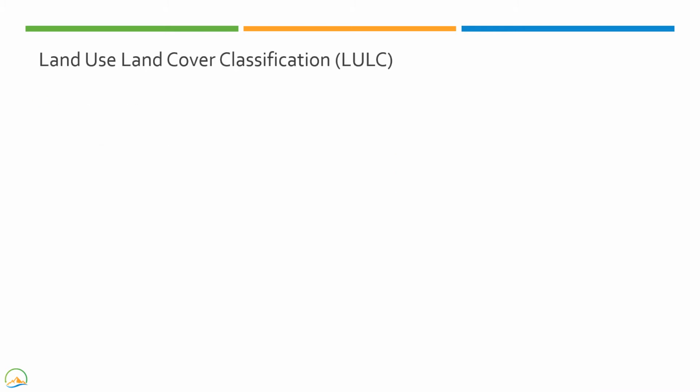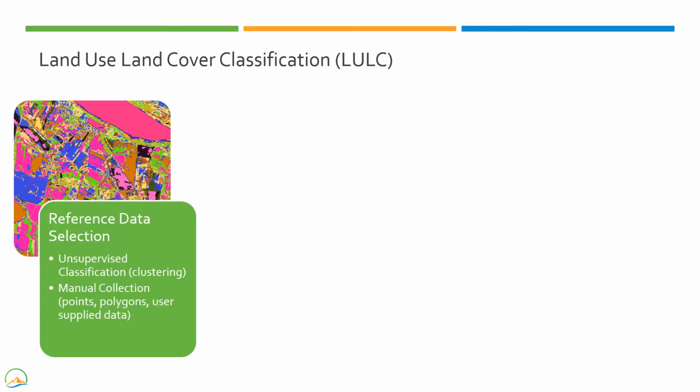Let's start with a tangible output that Earth Engine can provide: interactively computing land use land cover maps. There are three main stages to this, which I've broken down here. The first is reference data collection, which can be done using built-in clustering algorithms like k-means to generate unique groups of similar pixels within an area of interest. The image here is an example of this unsupervised classification. It tells you which pixels are alike, but doesn't necessarily tell you what they actually refer to on the ground.